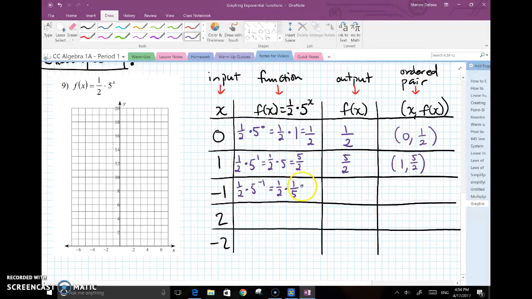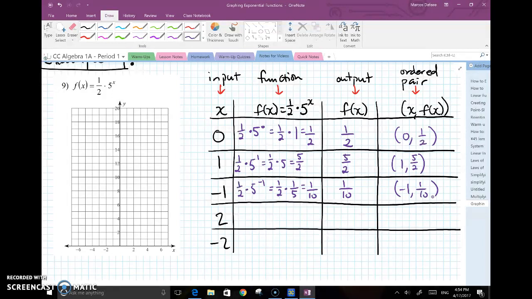Okay, and that would be 1/10. So 1/10, and you get -1, 1/10. Okay, again, a very small fraction, which means that we're going to be very, very close to that x-axis. Let's see where that gets us.